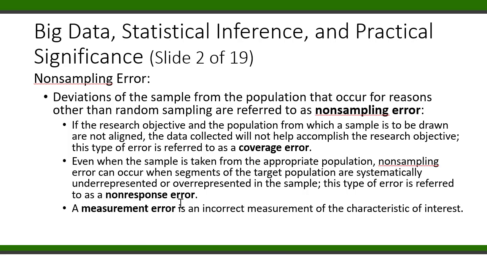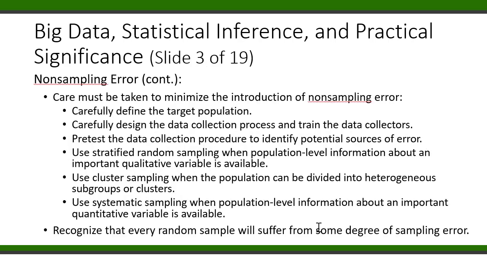Another type of error is called non-response error. And this happens when you were drawing from a population, a sample population, and segments of that target population are either underrepresented or overrepresented in your sample. So whoever you're not collecting from, that's the non-response error. And then lastly on this slide, you can have something called a measurement error. And that's where you're having an incorrect measurement of whatever you're trying to measure.